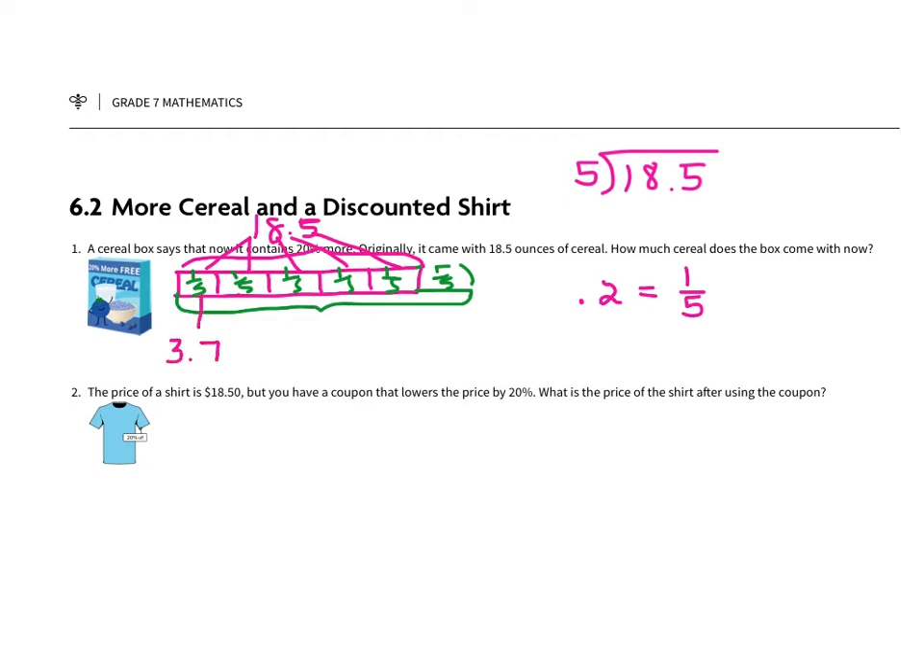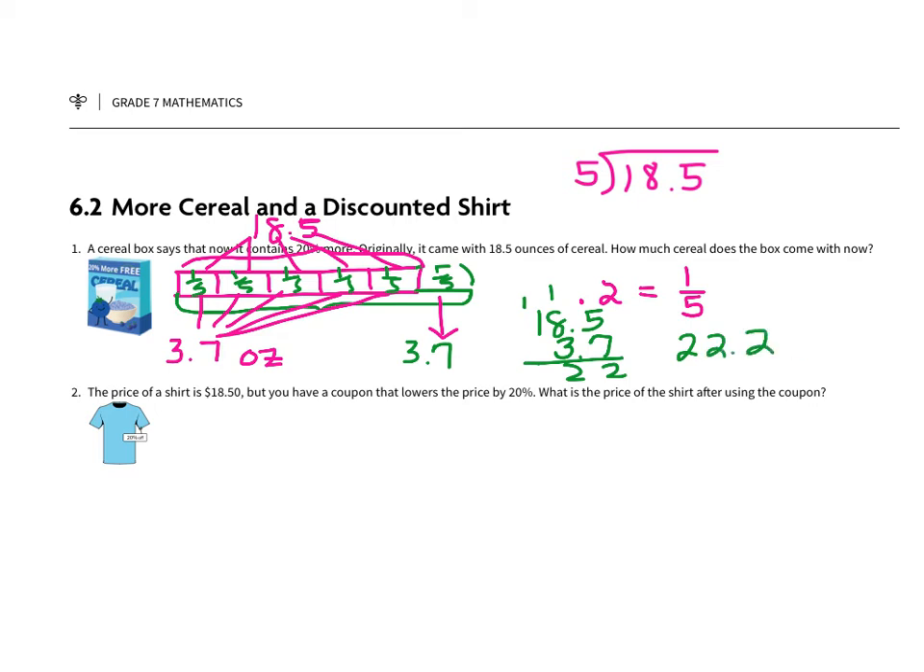So in each one of those little boxes of 1/5 is 3.7 ounces. And now we're adding 1/5 extra, or one of those extra 3.7s on at the end, so 20% more. So we started with 18.5 ounces of cereal. We're adding 20% more, which gives me 22.2 ounces. Guys, 22.2 ounces.